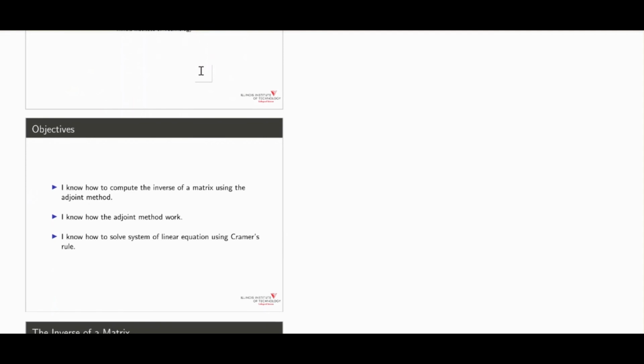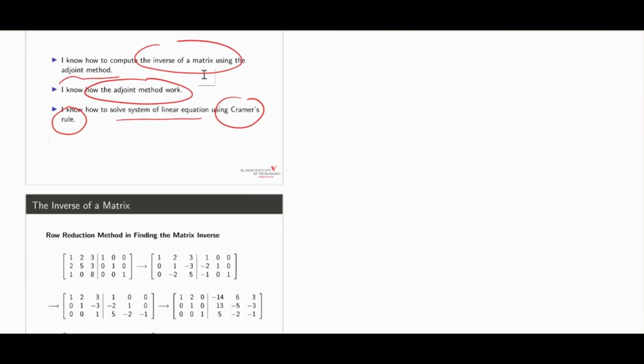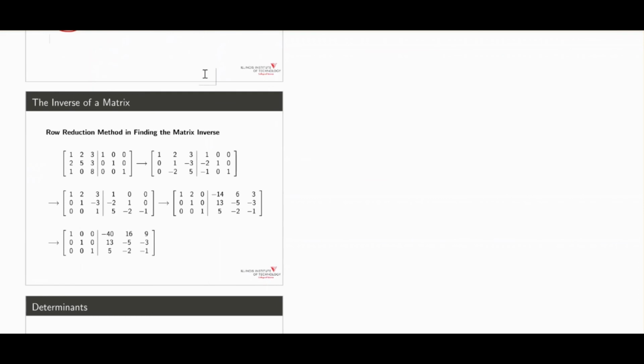All right, let's begin by looking at the objectives for this section. At the end of this video, you should know how to compute the inverse of a matrix using the adjoint method, and you need to also understand why this method works. And at the very end, you should know how to solve systems of linear equations using something that we call Cramer's rule.